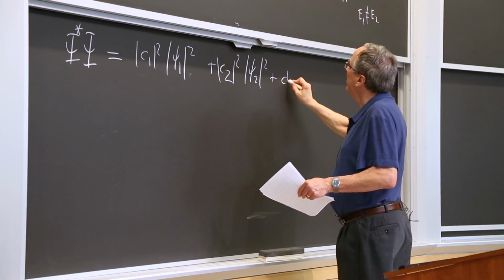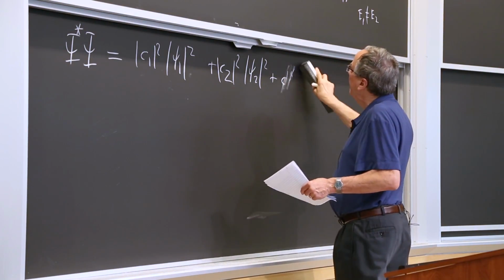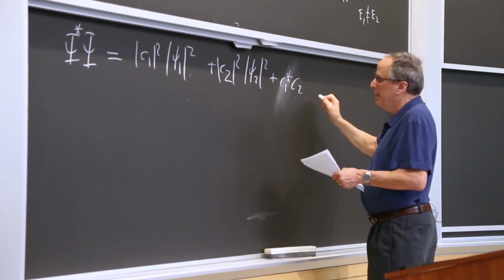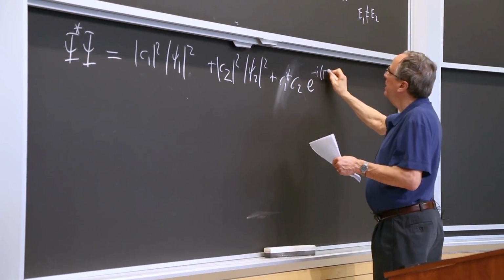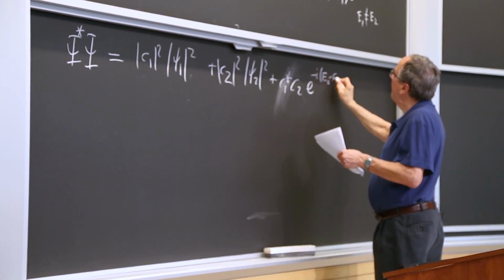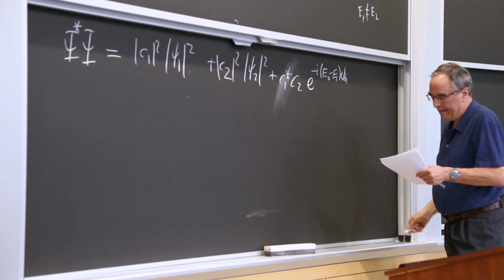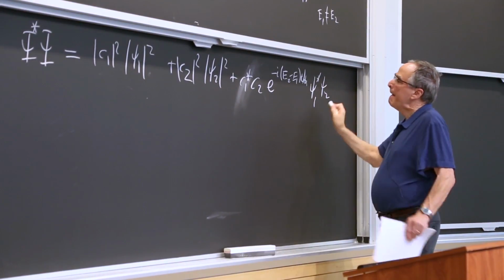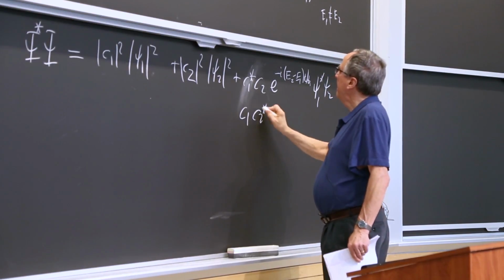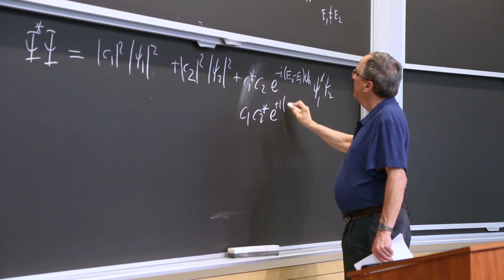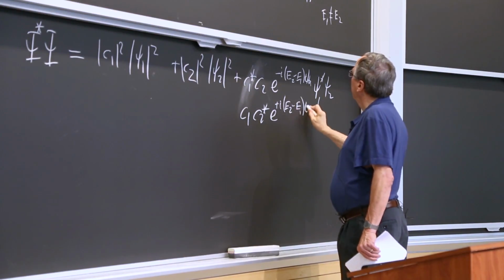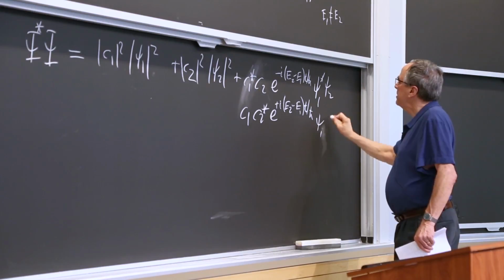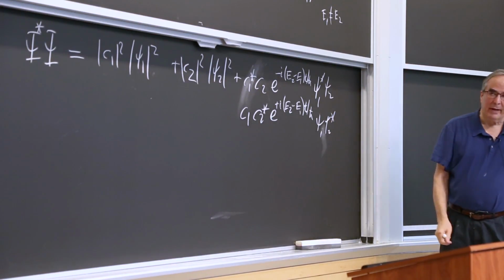Those two cross terms are c1 star c2 e to the minus i e2 minus e1 t over h bar psi 1 star psi 2, and we have c1 c2 star e to the plus i e2 minus e1 t over h bar psi 1 psi 2 star. Now this is just automatic writing.